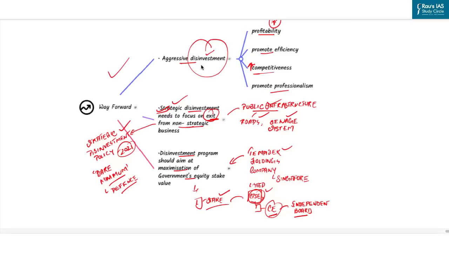Also, disinvestment should ideally be motivated by the government's long-term strategy for how much of the economy it wants to privatize and the industries where it needs to maintain a presence, rather than by the desire to increase revenue.